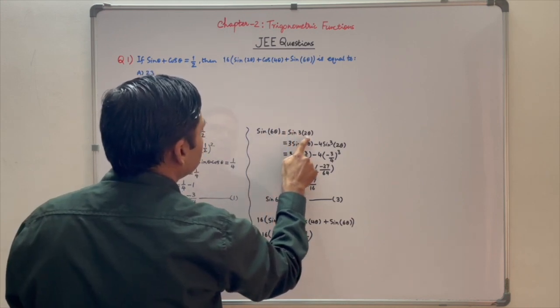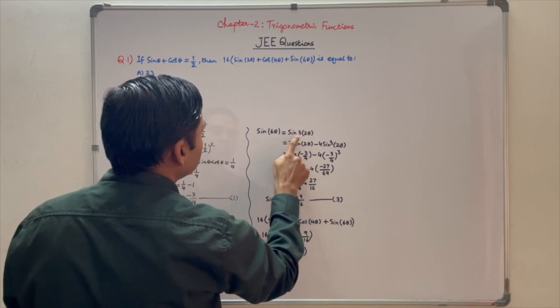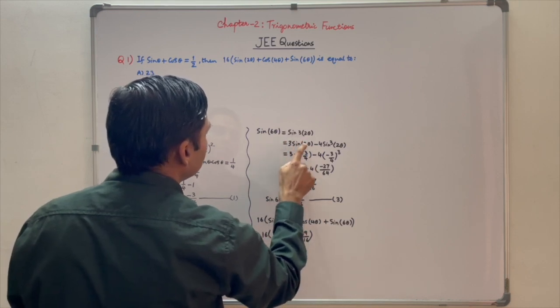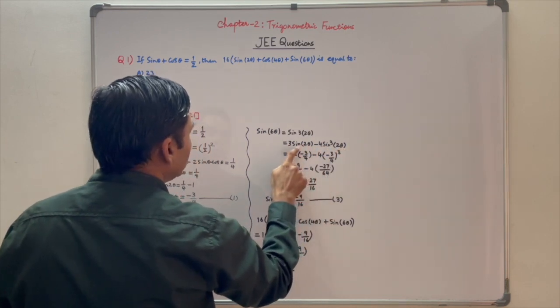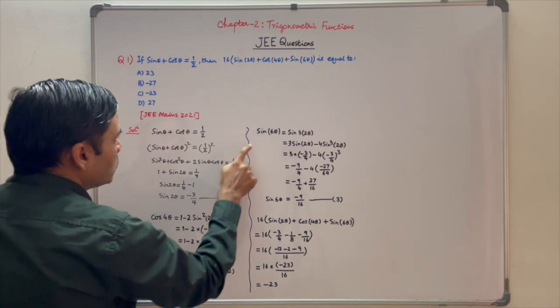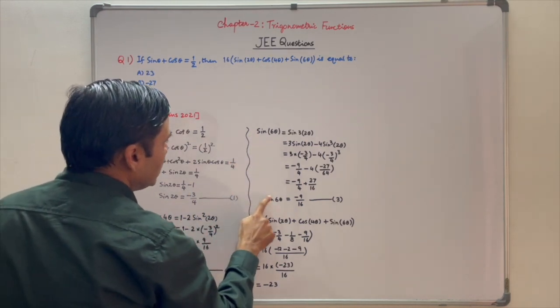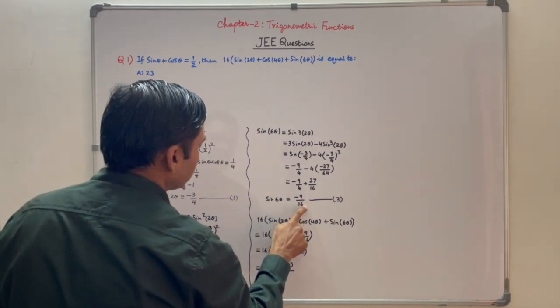Let's say alpha is equal to 2 theta. So sine 3 alpha is equal to 3 sine alpha minus 4 sine cube alpha. Value of sine 2 theta we can put from here. So sine 6 theta comes out to be equal to minus 9 by 16.